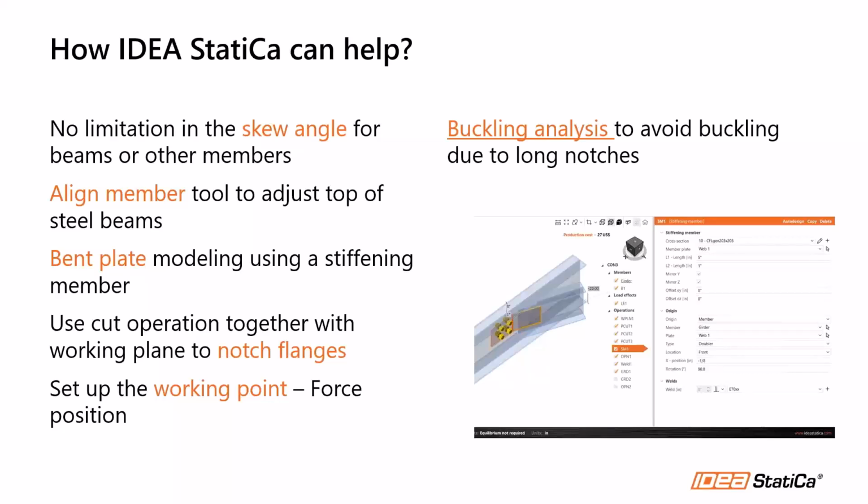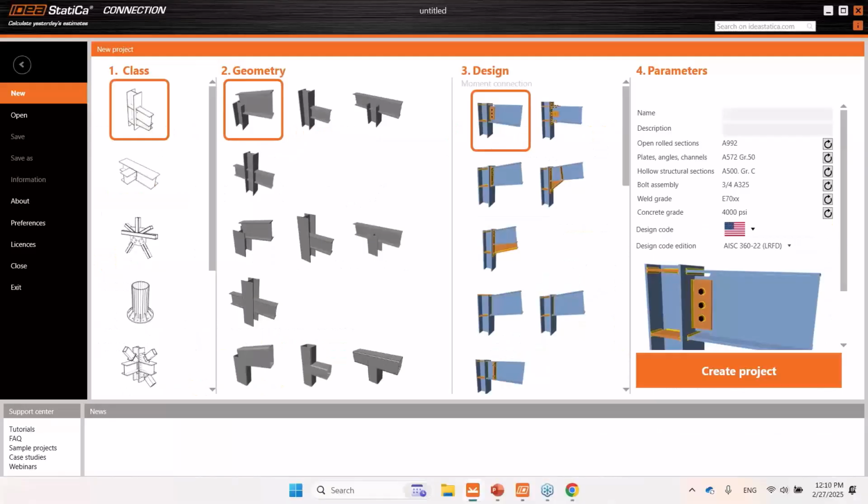So how can IDEA StatiCa help? Let's jump into the software to show you an example of a skew beam-to-girder connection using a bent plate, right? I'll start this example from scratch so you can see the approach to model this bent plate connection, and then we'll come back to see the summary of what I show during the live demonstration, right? For that, I am using IDEA StatiCa Connection.